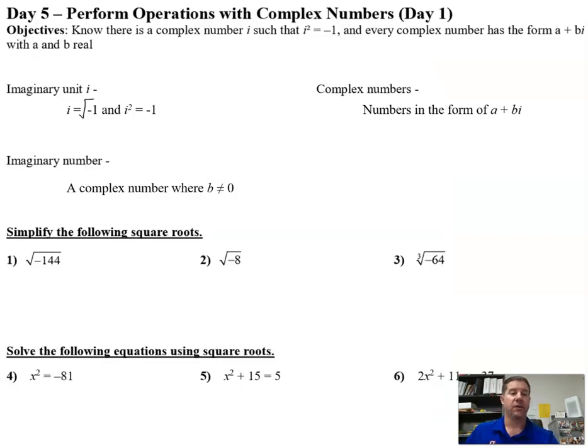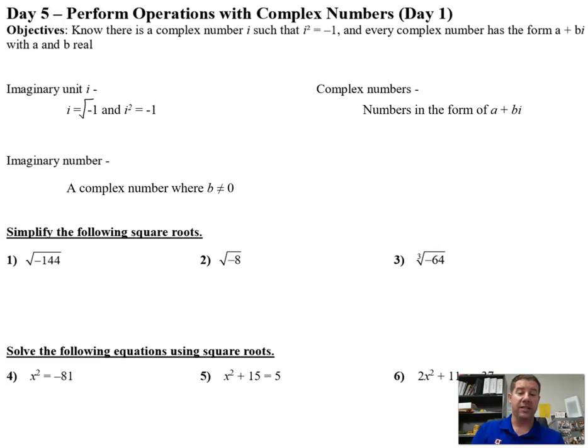All right? So again, review. Complex numbers are numbers in the form of a plus bi. i is defined as the square root of -1, and i squared is -1. And then an imaginary number, again, is a complex number where b does not equal 0. But really what complex numbers are going to allow us to do, the way we use this i, is it allows us to take the square root of negative numbers.